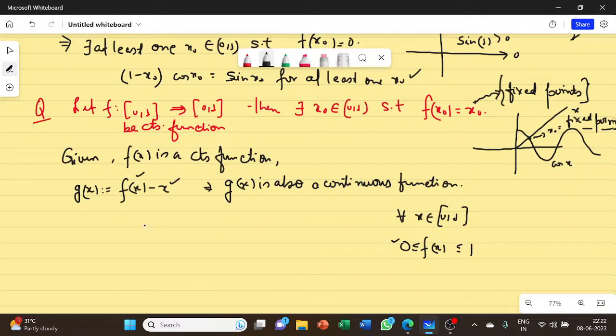Now you see, because the function is defined from [0,1] to [0,1], this is your codomain. I'm saying that the range of the function would lie between 0 and 1 only, right? So now try to find what is g of 0. g of 0 would be f of 0 minus 0, right? And what would be f of 0? After all, for all x belonging to [0,1], f of x will lie between 0 and 1. So it implies that my g of 0, which is equal to f of 0, will either be greater than 0 or f of 0 equal to 0. There will be two possibilities here, either this or this.